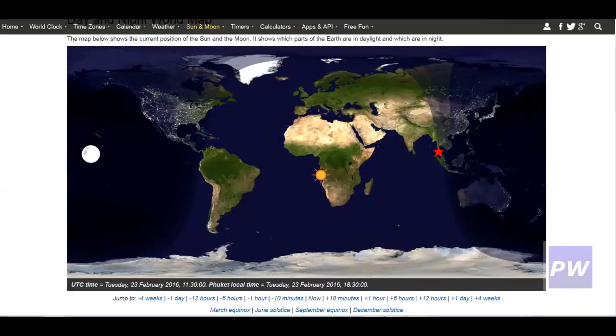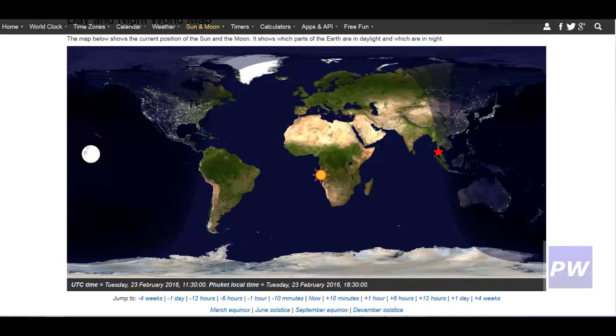So here is a screen grab from timeanddate.com showing Phuket with a red star and the sun in the position it was at sunset, which was about 6:30 p.m. on the 23rd of February.